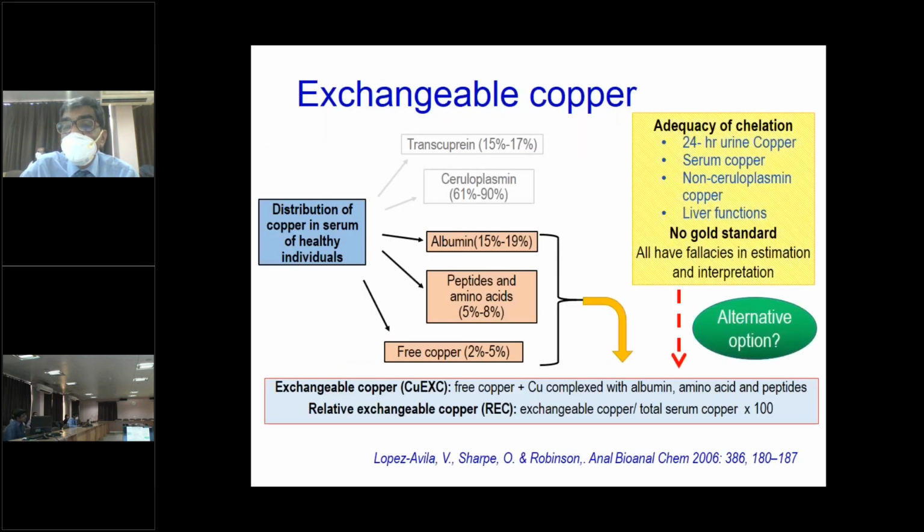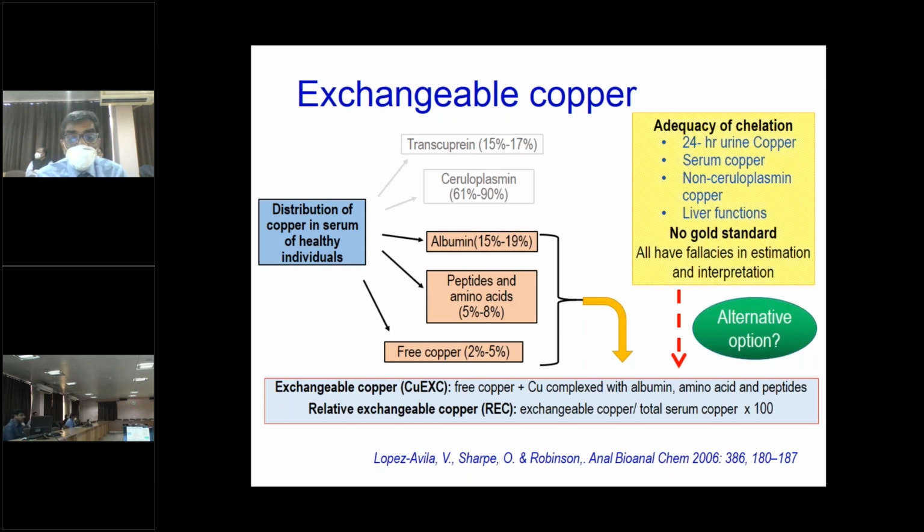So what we did was we thought maybe the exchangeable copper will also help in assessing the adequacy of chelation for our hepatic Wilson's disease patients. Normally our adequacy of chelation is assessed by 24-hour urine copper, serum copper, non-ceruloplasmin copper, and liver functions. But none of these are gold standard, all have fallacies in interpretation, and there are a lot of difficulties. So we thought we'll use exchangeable copper.